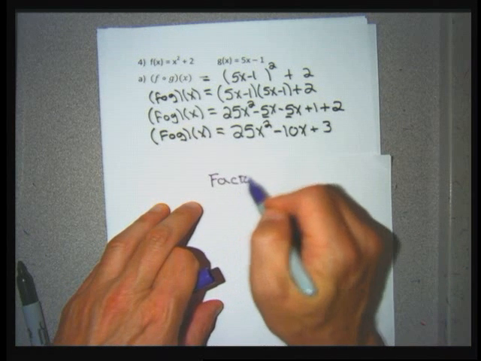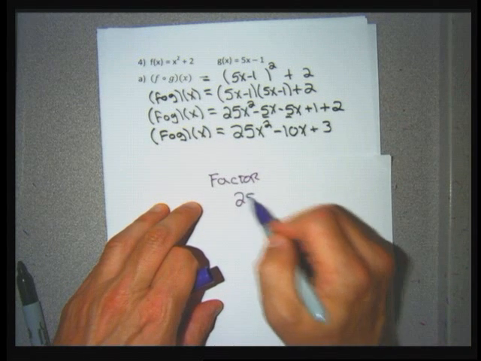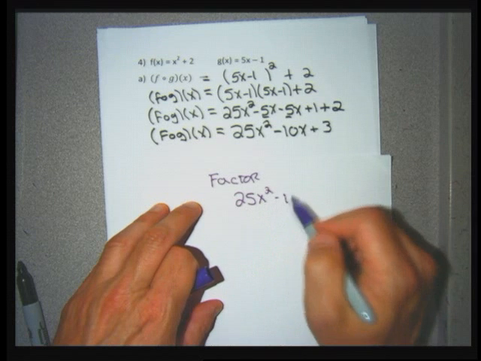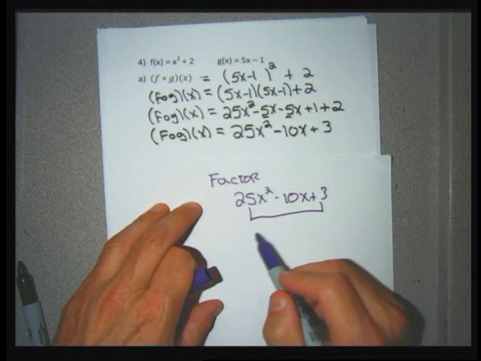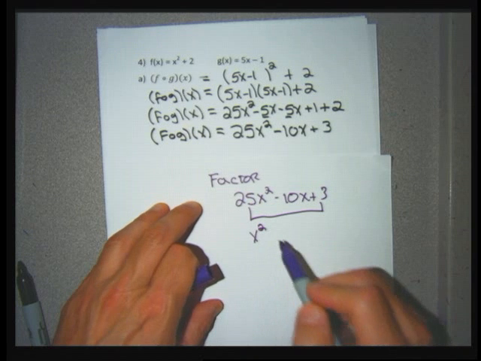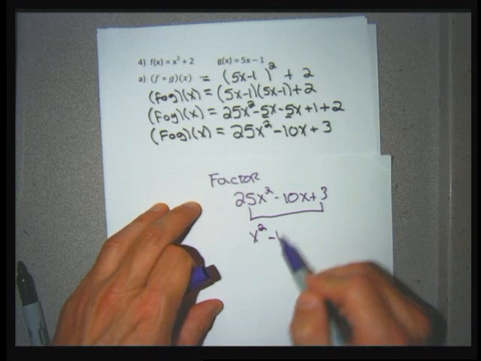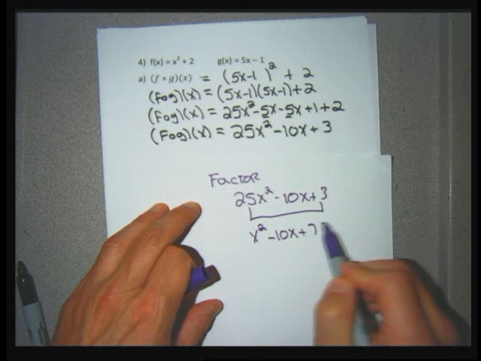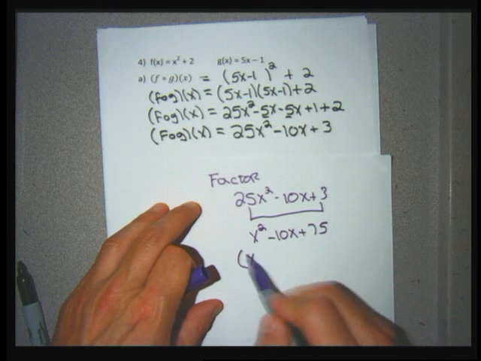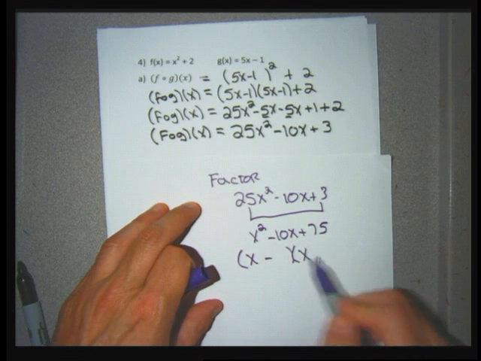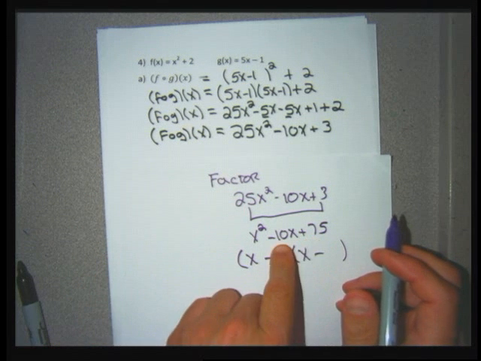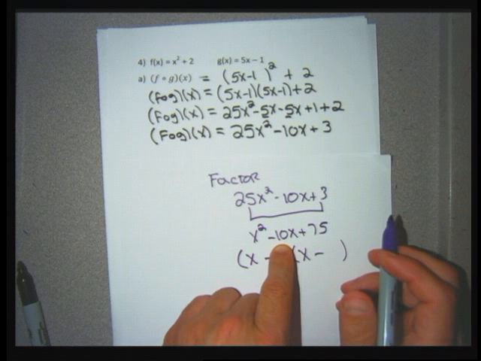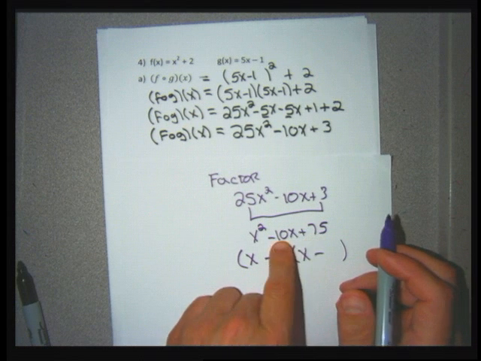This is my attempt at factoring 25x squared minus 10x plus 3. I'm going to use bottoms up. I'm going to multiply the 25 and the 3 and get x squared minus 10x plus 75. I know that if this factored, my signs would be minus and minus, which means I need numbers that multiply to 75 and add to minus 10.